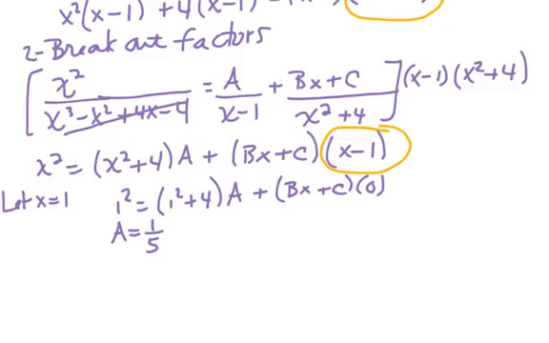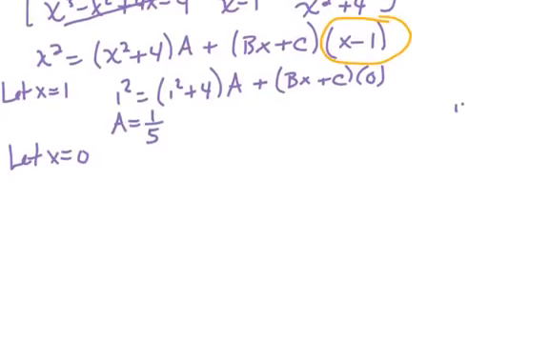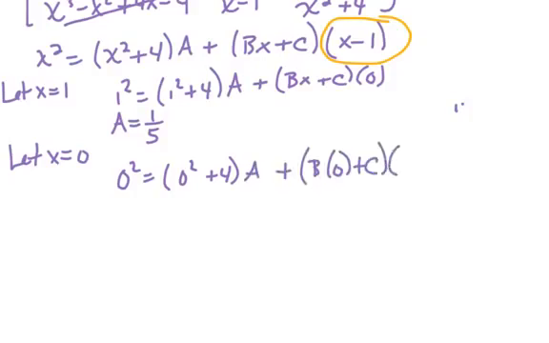Okay, so we're having a little bit of difficulty here. What I think I would do at this point is, if we can't knock something out, we try and let x equal something simple. All right, and x equals 0, x equals 1, they are simple values for x. So let's try x equals 0. Okay, we get 0 squared equals 0 squared plus 4a plus b times 0 plus c times minus 1. So solving this equation, you get c is equal to 4/5.